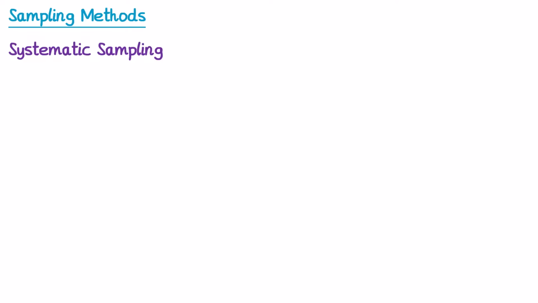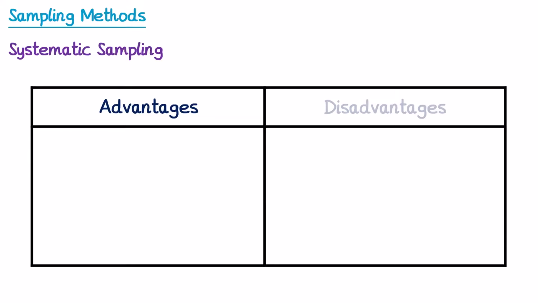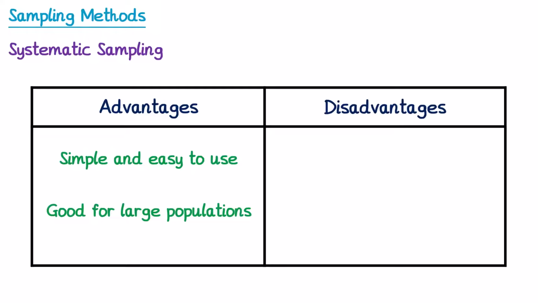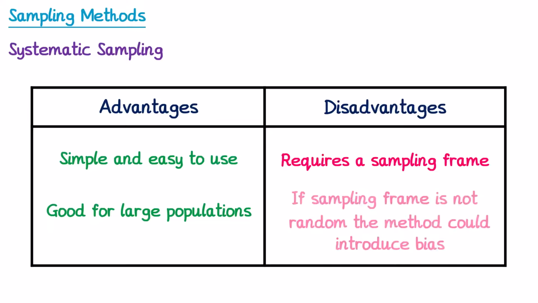Now let's look at the advantages and the disadvantages of systematic sampling. So in terms of advantages, it's simple and easy to use. It's good for large populations, so even when the population is large, it's quite easy to work through the list. The disadvantages are that it requires a sampling frame again, much like simple random sampling. Sometimes a sampling frame isn't possible, so we wouldn't be able to use systematic sampling.